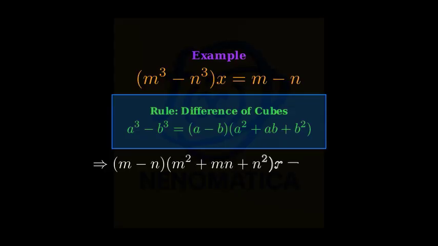So, m cubed minus n cubed can be factored as m minus n times m squared plus m times n plus n squared. Now, we'll analyze this equation by considering two cases.